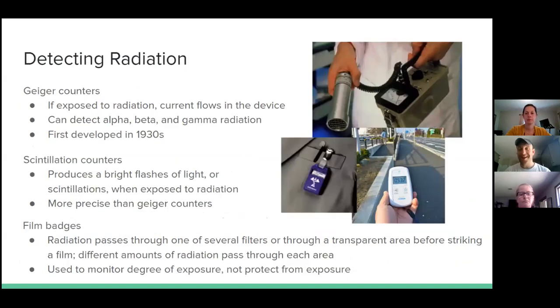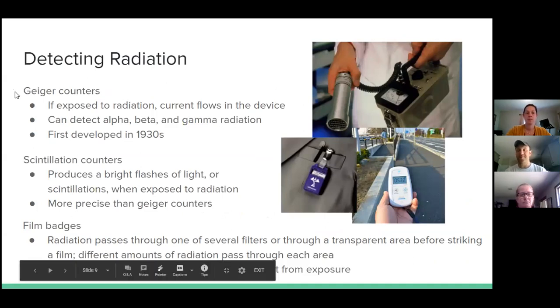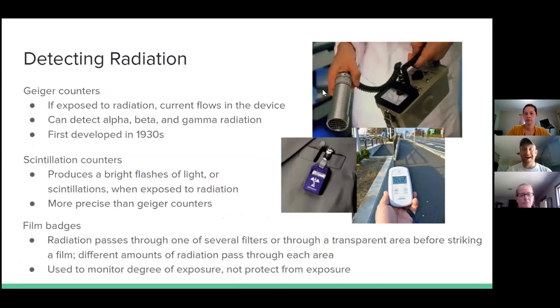Okay, I'm going to go through this slide fairly quickly. There are 3 major ways of how we detect radiation. The first is a Geiger counter. Ms. O'Reilly is going to put the pointer over which picture it is. Okay, so you're looking at it in the top.